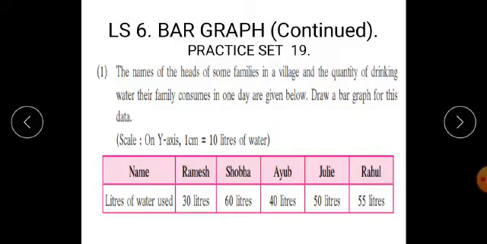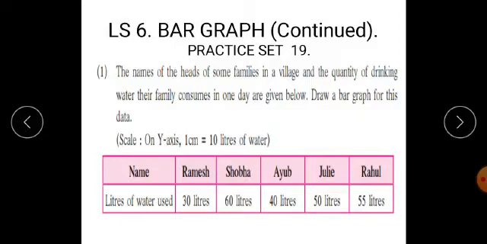Then in practice set 18, we have seen one bar graph which is given in your book and question and answers based on that. In the last period, we have seen how to draw a bar graph and some important rules regarding that bar graph. For example, every bar in the graph should be of equal width. This is the first rule. The distance between any two adjacent bars should be equal. This is the second one. And third one, all the bars should be of appropriate height. Students, while drawing any bar graph, you have to follow these rules.